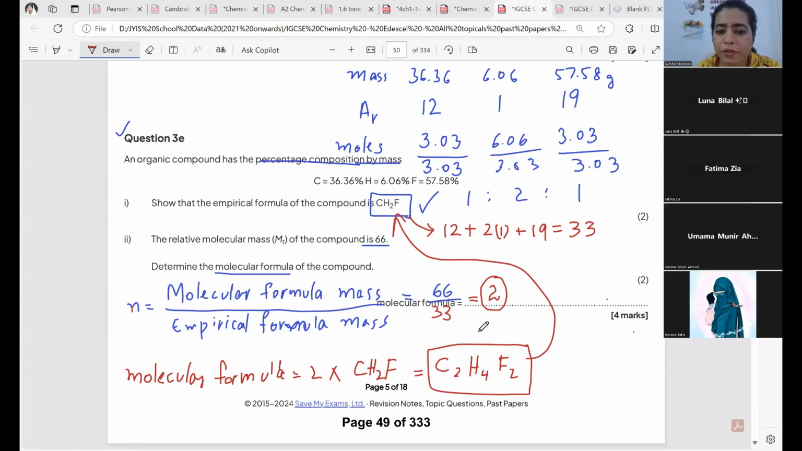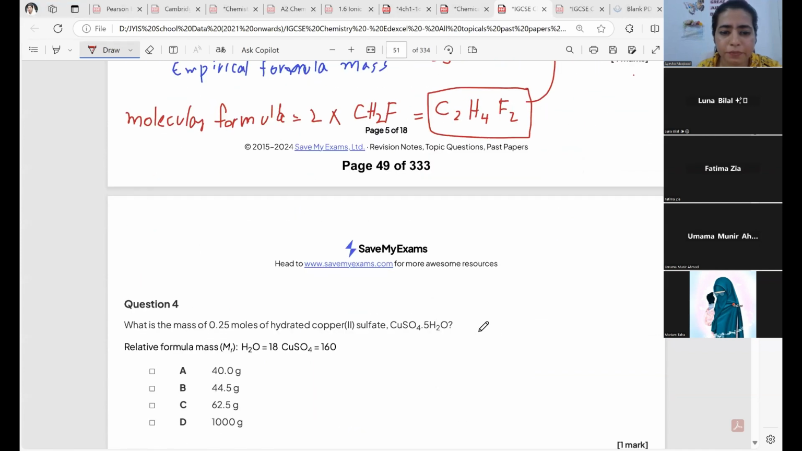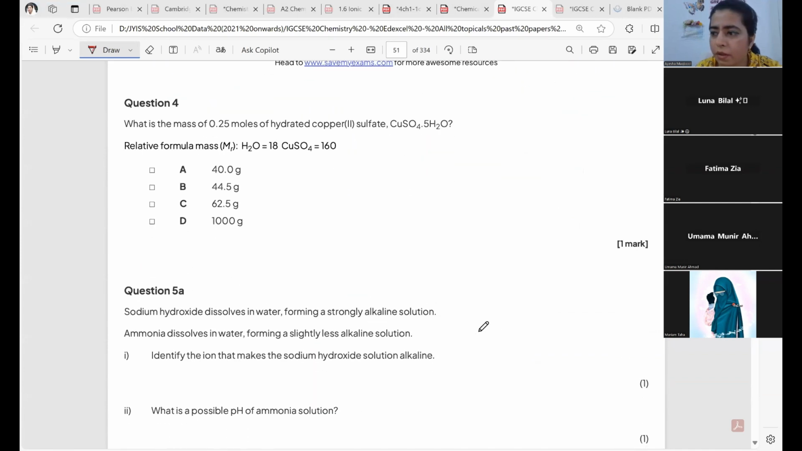Okay, girls, let's continue with question number 4 now. Question number 4: what is the mass of 0.25 moles? Mass we have to find. 0.25 moles are given for hydrated copper 2 sulfate. How can we find the mass?